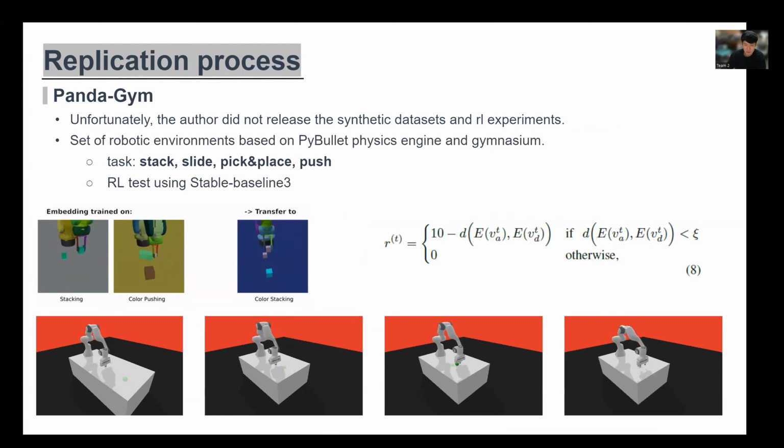We found a similar setup called PandaGym. PandaGym is a robotic arm simulation environment that is compatible with Stable Baselines 3. As you can see here, there are several different tasks. We selected stack, slide, pick and place, and push as target tasks. On the right side of the slide, this is the reward function that will be used in PPO training.